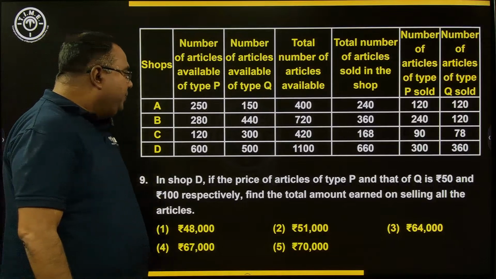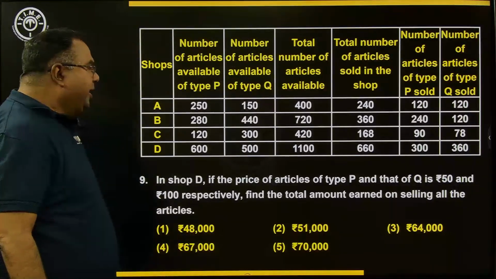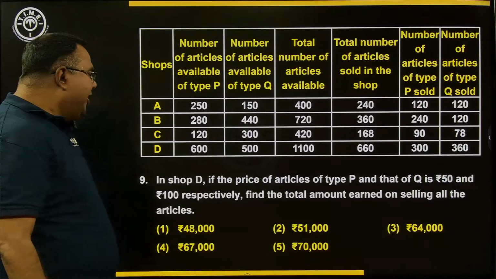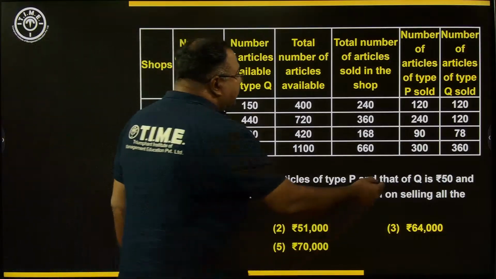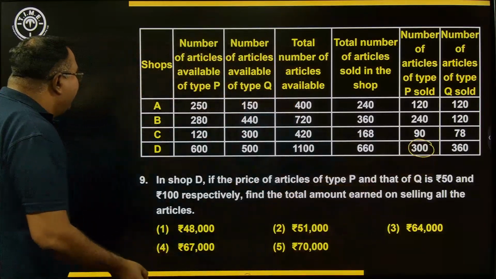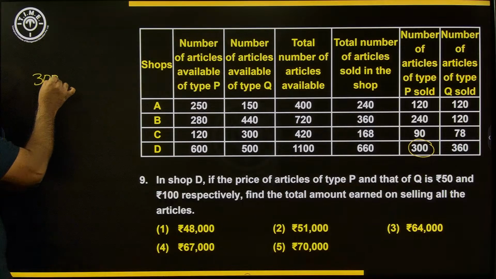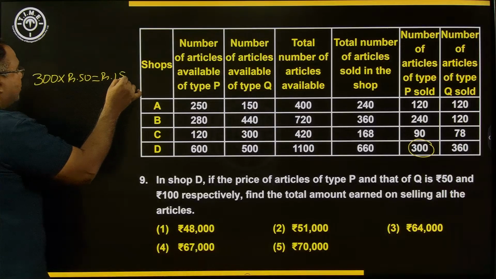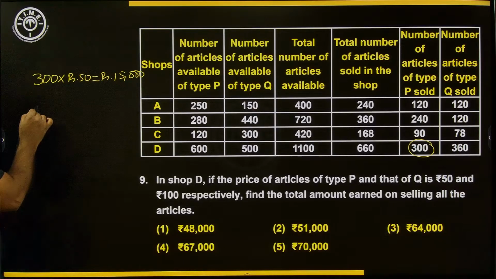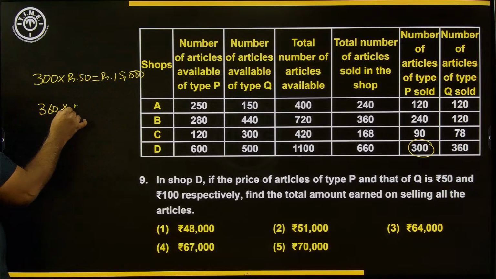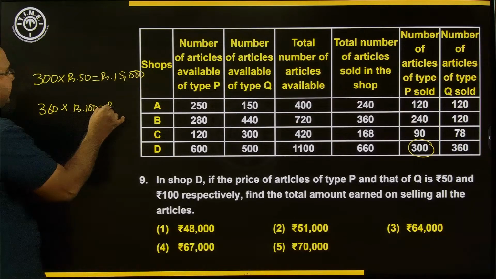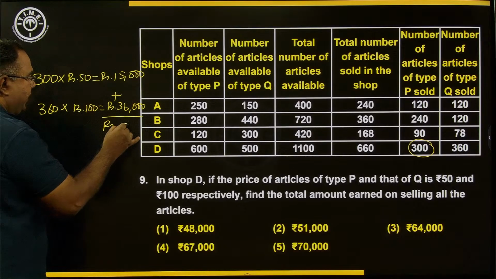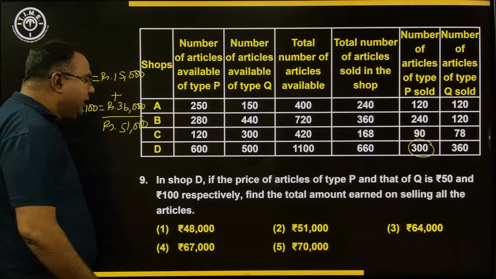In shop D, if the price of articles of type P and type Q is 50 rupees and 100 rupees, find the total amount earned on selling all the articles. So shop D, how many P articles sold? 300. So each P article is 50 rupees. So 300 into rupees 50. It has to be 15,000. How many Q sold? 360. It is 100 rupees. Q. So it has to be 36,000. Total, if I add, it has to be 51,000. 51,000 is present in choice 2.